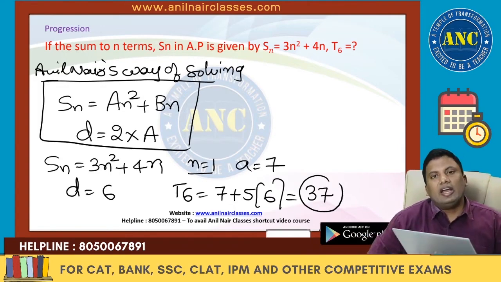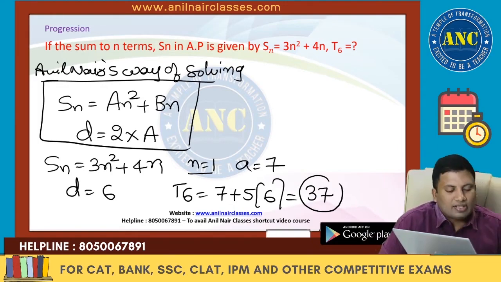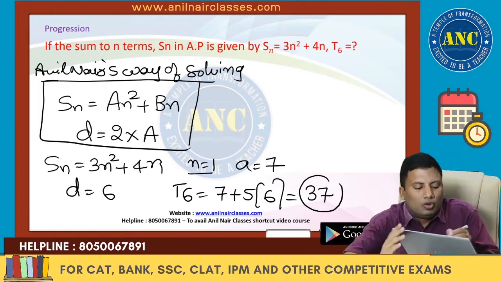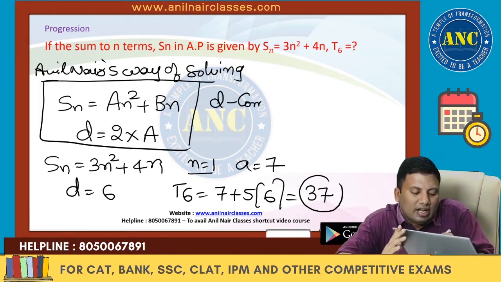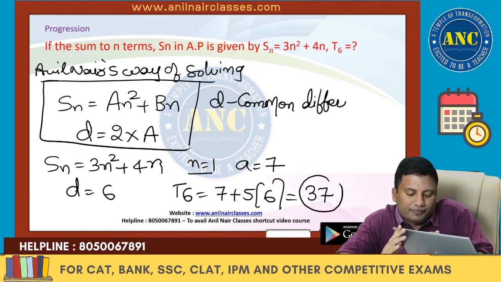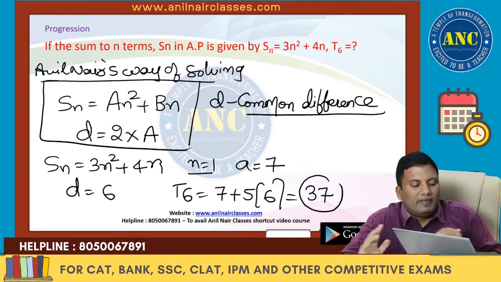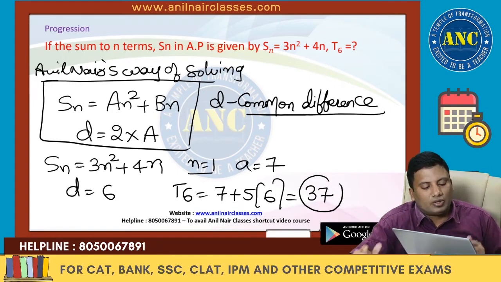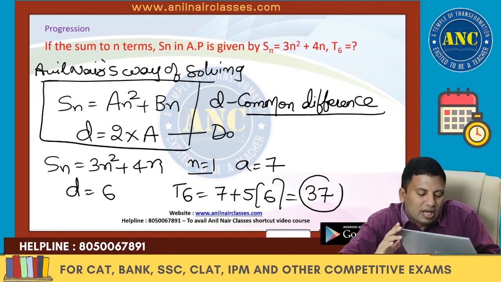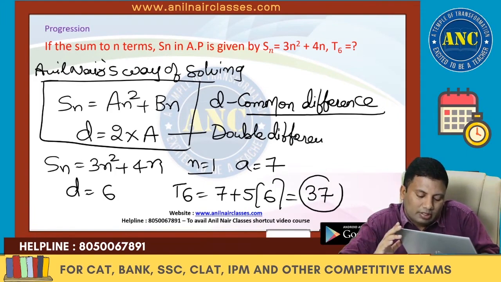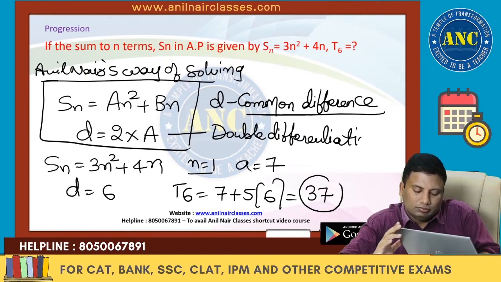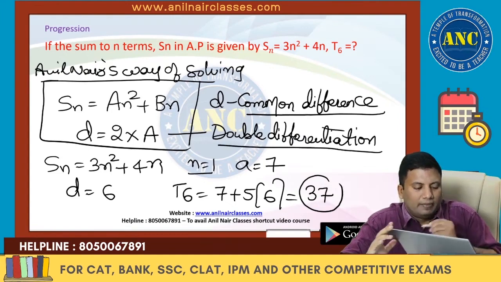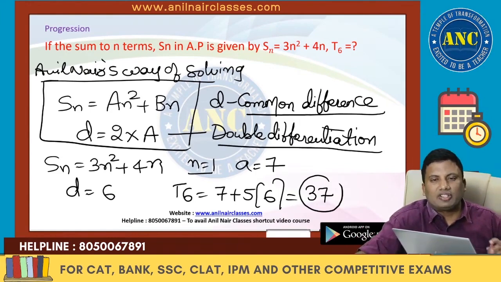Sn is an square plus bn. Answer D is nothing but 2 into A. What is D here? D is nothing but the common difference between the given terms. Sn is an square plus bn. D is 2 into A. How I got this? I got this based on the double differentiation concept.